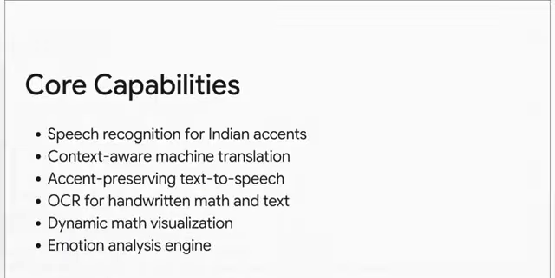And here are the core technologies, the pillars that make this whole thing work. It's not just one thing, it's a whole suite of tools working together. You've got speech recognition that's specifically tuned for Indian accents. The translation is context-aware, which means it gets the style of teaching, not just the words. It can even read handwritten math. Yeah, handwritten, and turn it into dynamic visuals. It's just an incredibly complete toolkit.